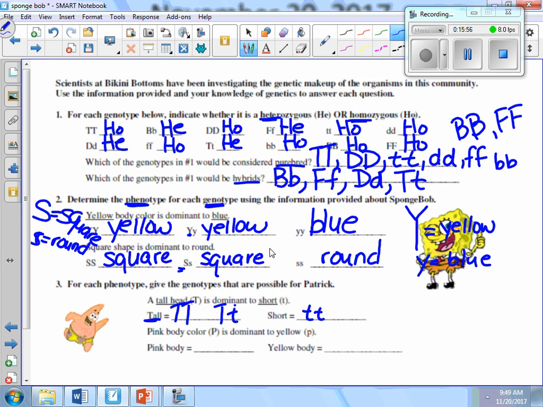Pink body is dominant to yellow. What are the ways I can get a pink body? Well, now you need to pay attention. How do I get a pink body? Look, read. Pink body color, P, is dominant to yellow, p. How do I get a pink body? Uppercase P, uppercase P. What's the other way? Write it for me, Alyssa.